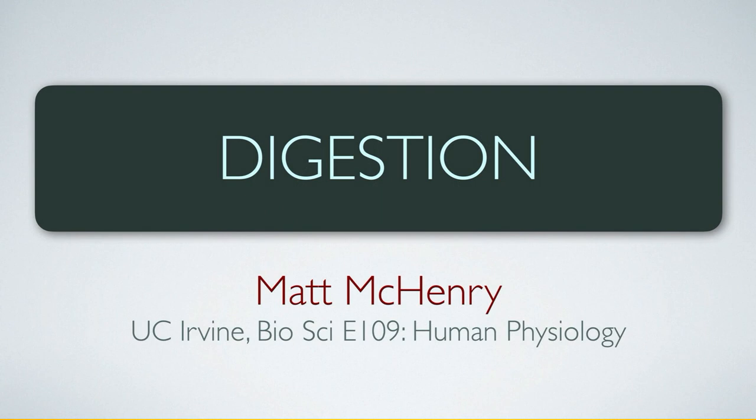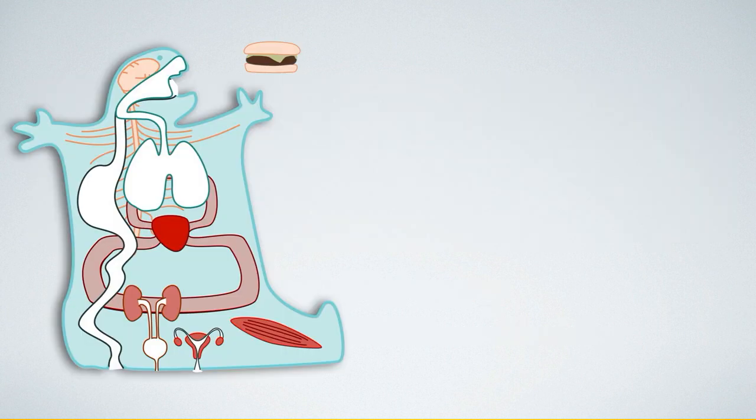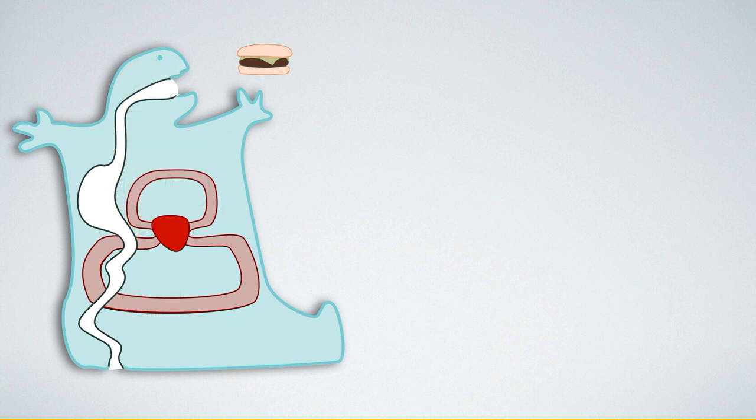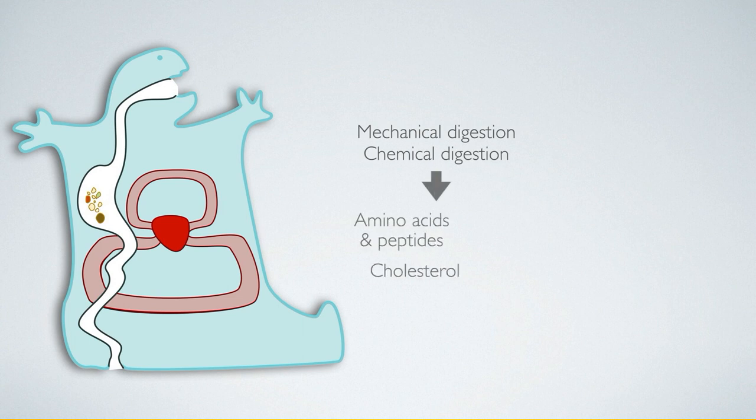Now we move on to the digestive system. What we're going to do is consider what happens to a meal as it propagates through the digestive tract. Here we have our schematic for the body. We're going to focus on the digestive system, and we're going to follow in particular a cheeseburger as it is broken up and makes its way first into the stomach.